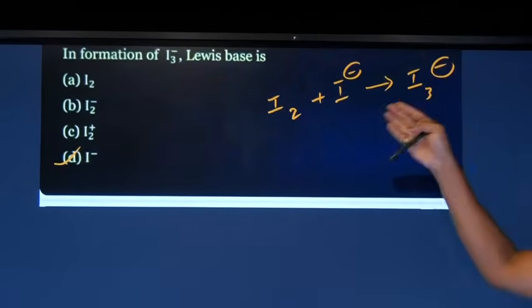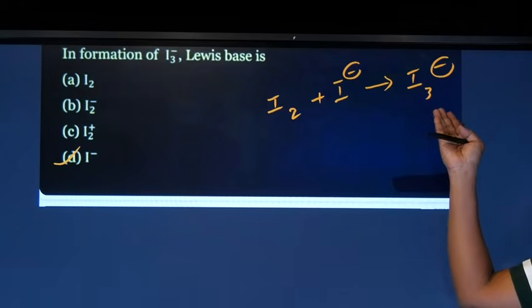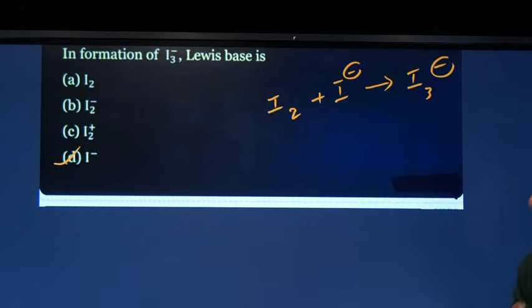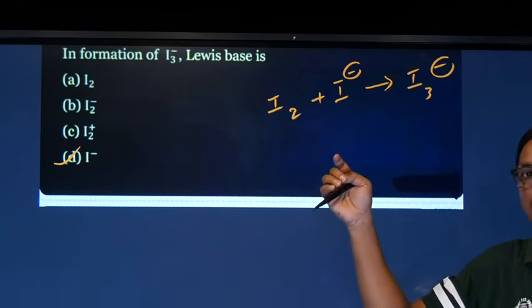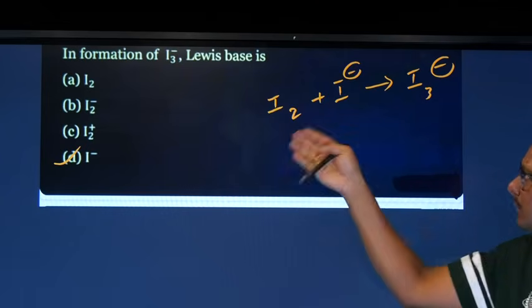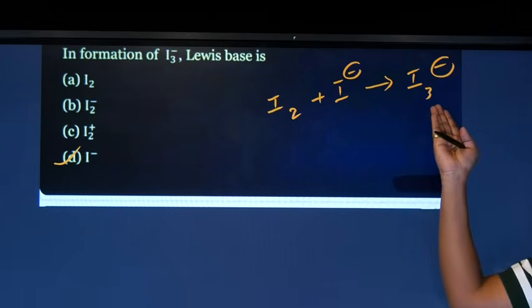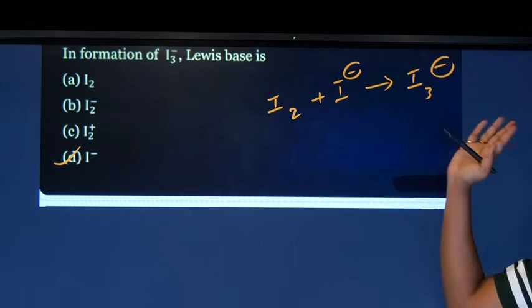Even after formation of I3 minus, it can dissolve in water. I repeat, before, I2 is insoluble in water. After adding I minus, it becomes polar and can dissolve in water. This question is most important.